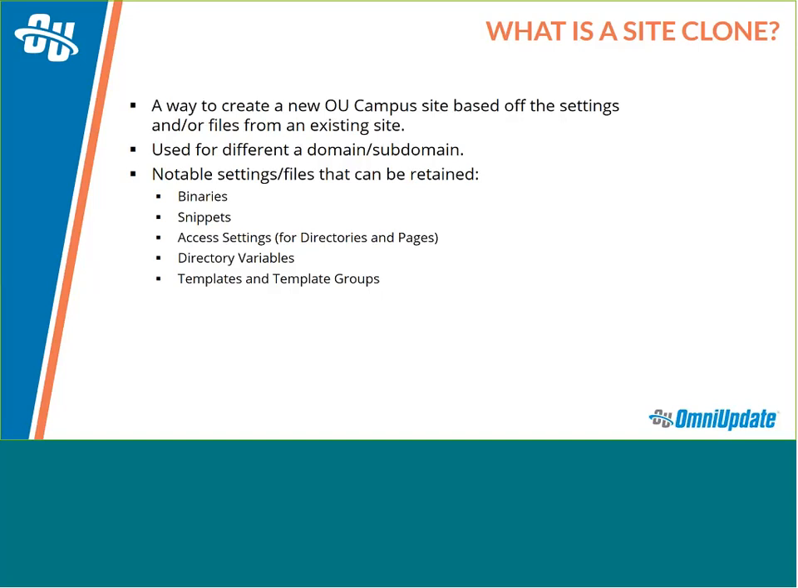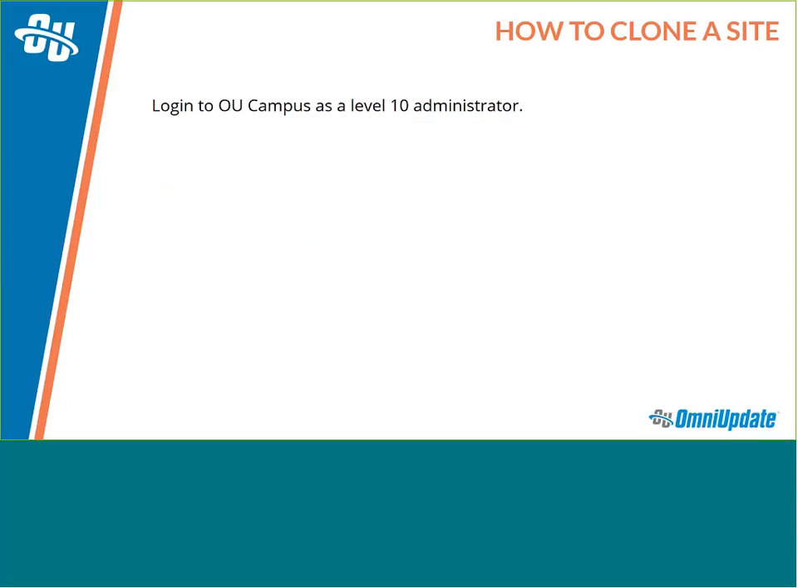So when you get all this information and you decide, yes, site clone does make sense, it's important to know how you actually do it. You do have to be a level 10 administrator. If you have an access setting that's less than level 10, you won't be able to access the site clone. But assuming that you have level 10 administrator privileges in OU Campus, what you would do is navigate to Setup, Sites, and that's in the drop-down near the top right.